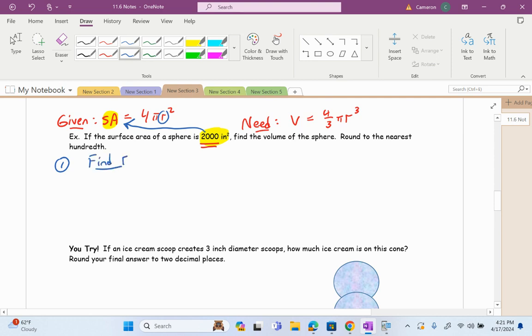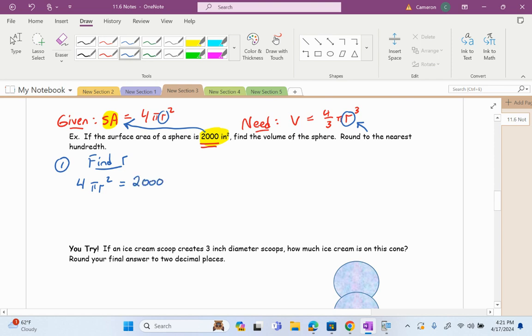And why would that help me? Because if I come over here to get the volume, I need to know the radius before I can use the volume formula for a sphere. So I'm going to use the surface area. Surface area is 4 pi r squared. They told me the surface area in this problem is 2,000.